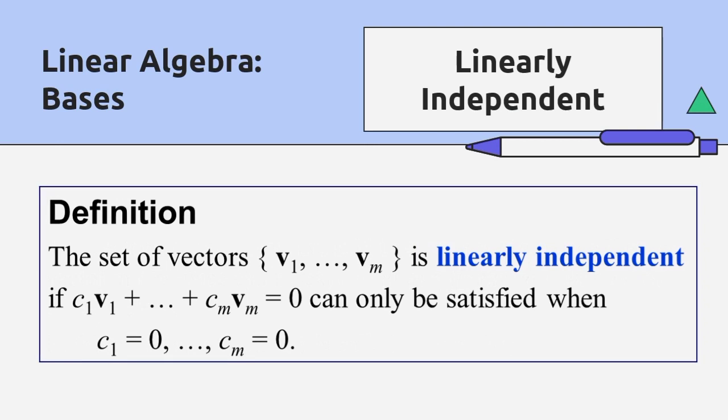Now, let's take a look at the definition of linear independence. The set of vectors v sub 1 up to v sub m is linearly independent if c sub 1 v sub 1 plus ellipsis plus c sub m v sub m equal to 0 can only be satisfied when c sub 1 is equal to 0 up to c sub m equal to 0. Now, to understand these two definitions, let's take a look at some examples.